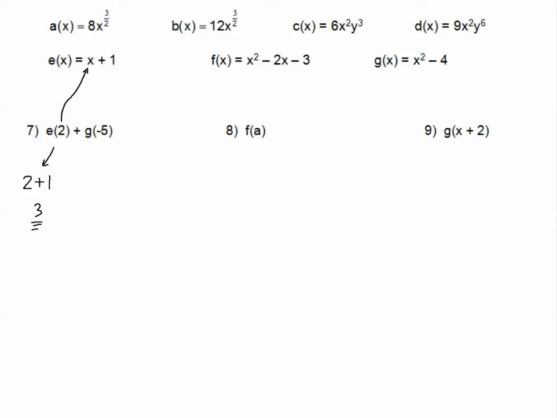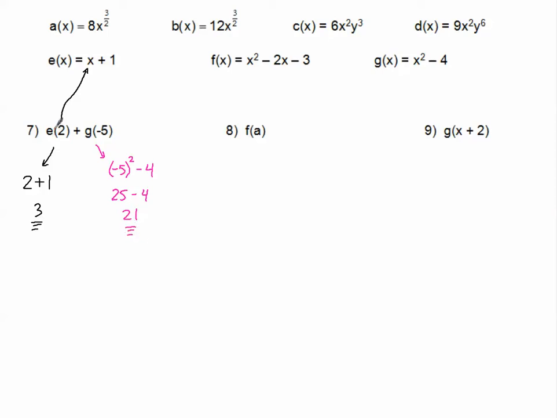G of negative 5, that simply means we're going to take the g function. Here it is. The g function says take your input, your x, and square it, and then subtract 4. So g of negative 5 is going to take our input of negative 5, we're going to square it, and then we're going to subtract 4. Something squared minus 4. That's exactly what g of x says, something squared minus 4. So this is 25 minus 4, which is 21.